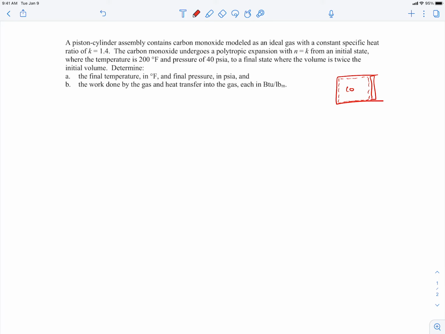So what that means is a polytropic expansion, so a polytropic process, means that PV raised to some power, it's the volume that's raised to the power, to the nth power, is equal to a constant. So that's what a polytropic process means. It means that the pressure and volume are related to one another using that expression, where here the n is equal to k, which is equal to 1.4. So I'll just make a note of that here. n is equal to k, which is equal to 1.4.